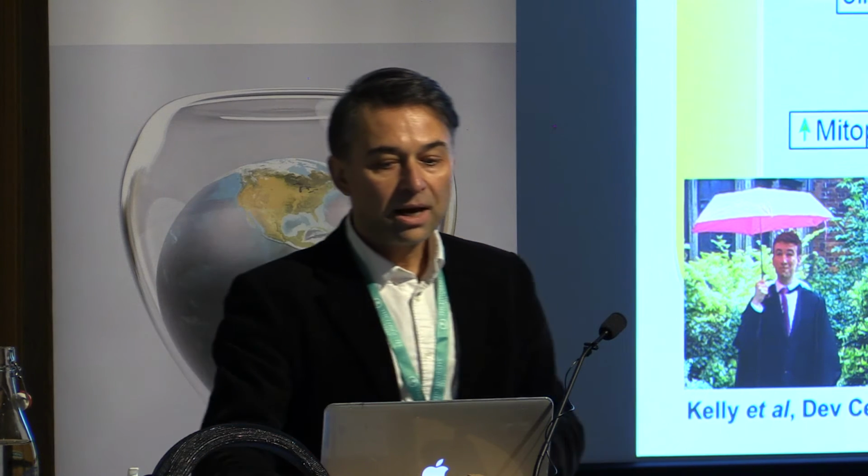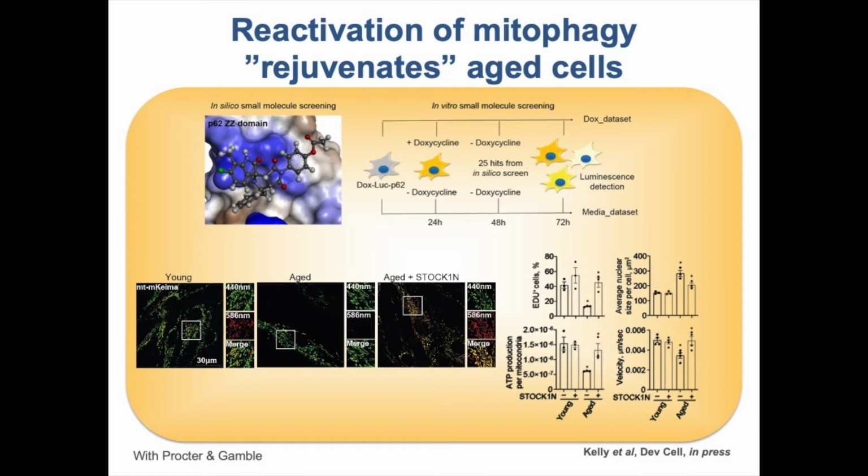and aging. And what's important for us here is that we think that this decline in mitophagy is a very interesting target that can restore the function of all the cells. And this is just one example of this. So here we are targeting p62 directly. So we designed molecules that bind to p62. We screened them via high throughput screening.